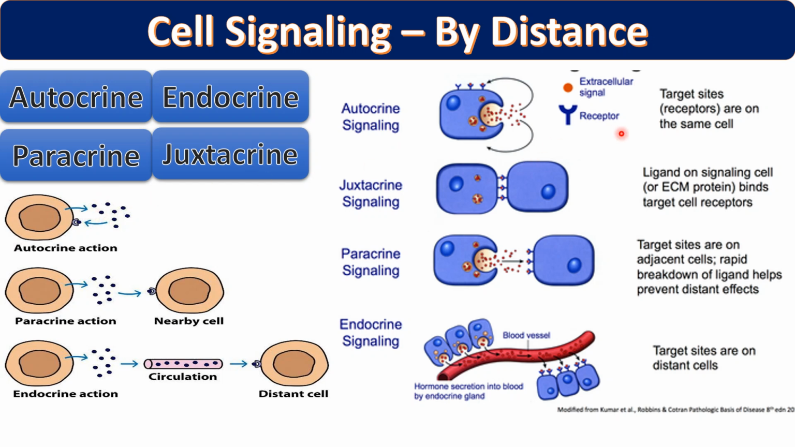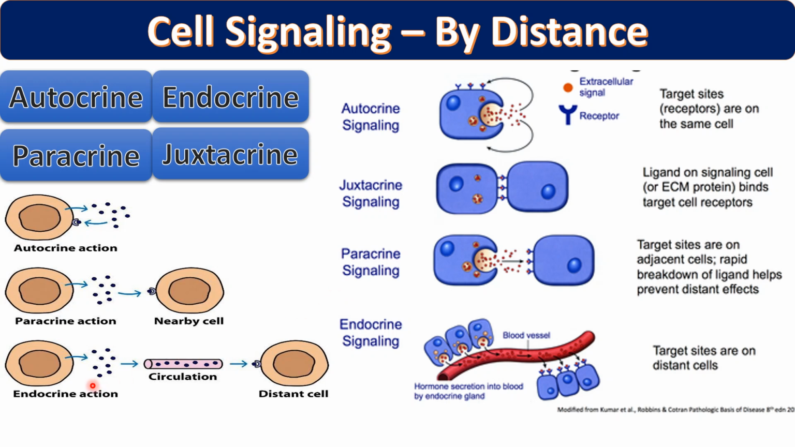Second, we have paracrine. Paracrine involves the release of paracrine factors or signaling molecules into the extracellular fluid, causing activation of nearby cells. Examples include local immune responses, neurotransmitters, and retinoic acid. Here you can see it works on the nearby cells.